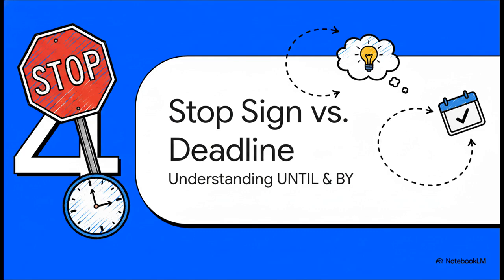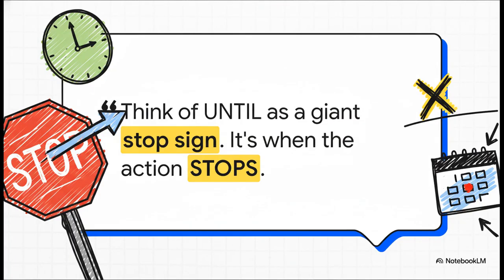But don't worry, I've got a really great way to think about this one. We're going to use the idea of a stop sign versus a deadline. Okay, first up, until. I want you to literally picture a giant stop sign. That's what until does. It tells you when a continuous action stops. So if you say, I'm going to wait here until my friend arrives, the action of waiting continues, and then stops when your friend shows up. It's the end point of an ongoing activity.